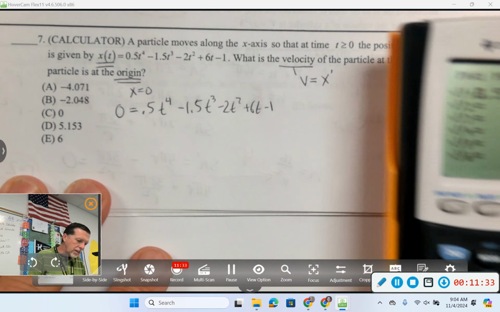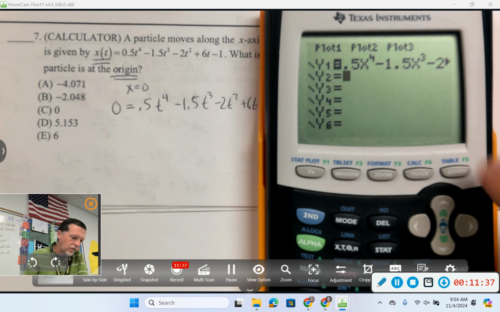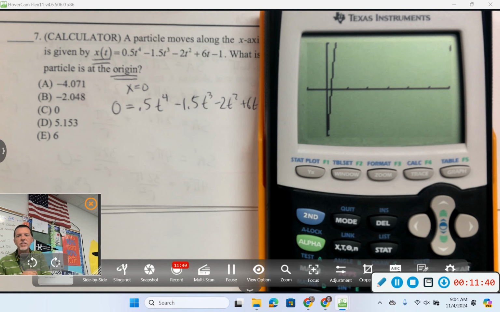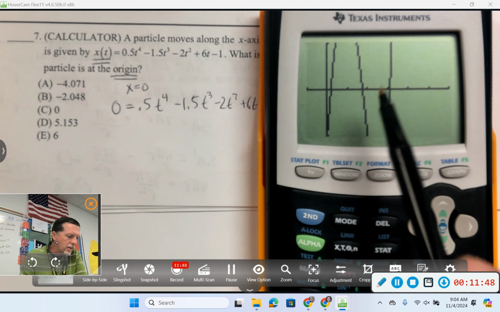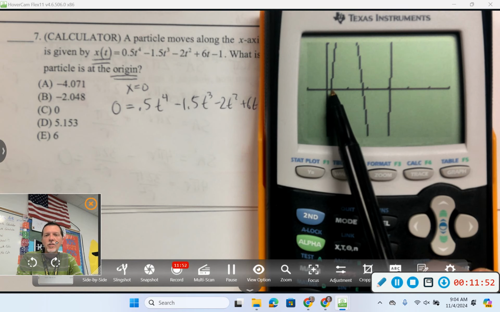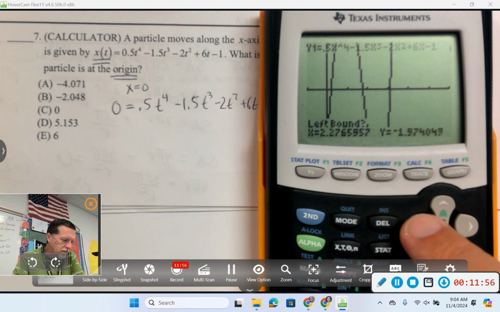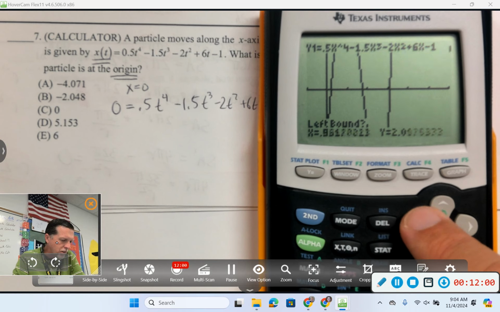And it didn't really give me any hints for my window. It just said t is greater than 0, so who knows if this is a good window. That'll work. I don't know what it's doing outside of this, but it doesn't really matter. The first time it hits the origin, or the first time x is 0, is right there. Second calc, zero. We'll find that spot.